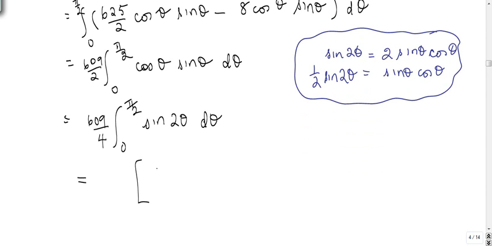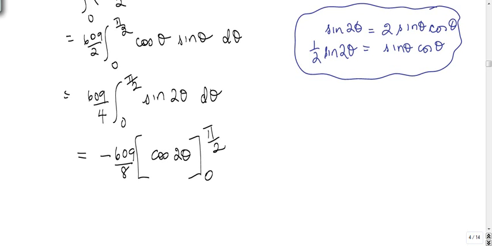Minus what? Not minus 2, go again. It has to do with cosine 2 theta, but what goes in front? We just did that yesterday, spoke about that. Minus 1/2, right? You divide by the coefficient. So I'm going to put the minus 1/2, and let's just multiply this. That's 609 over 8. And 0 to pi over 2.